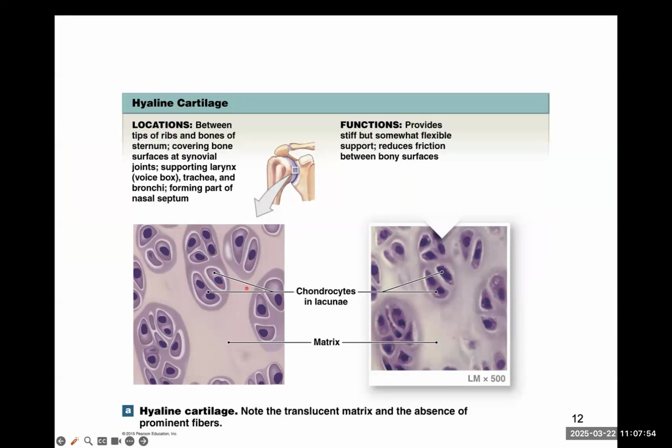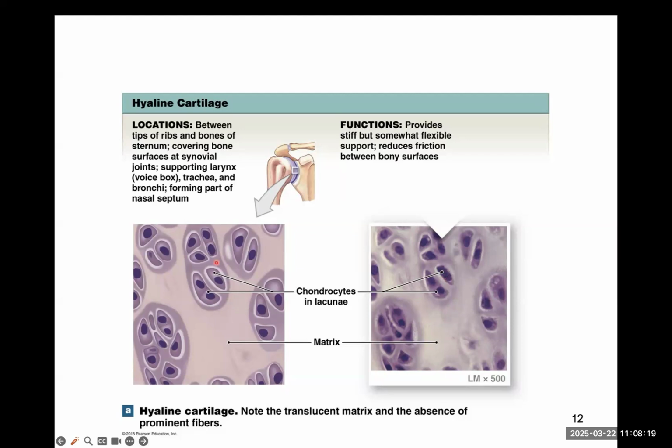So here's a close-up. I mentioned that they occur in clusters, so you can see those clusters here. This is where you find cartilage. So you find cartilage actually in very many spaces in your body. So sternum, covering up surfaces of long bones and synovial joints, and then they occur in these clusters.